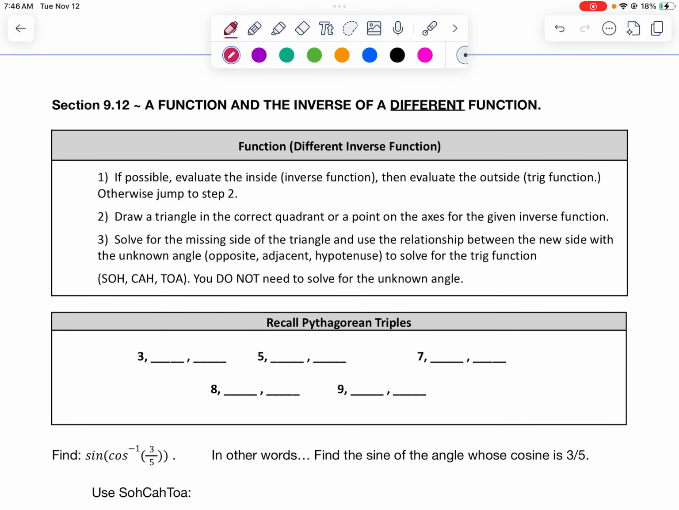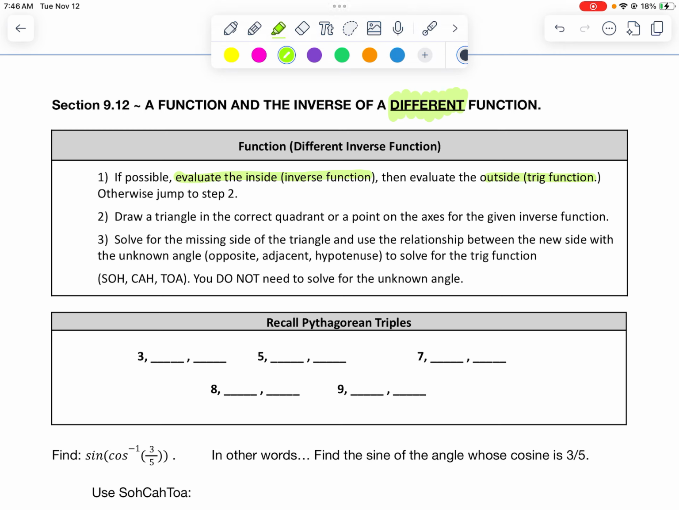All right, last but not least, we have the last section, which is 9.12, and this one is a function and the inverse of a different function. Okay, so this one we're going to have all these get mixed up. So step one is, if possible, evaluate the inside, so that inverse function, and then evaluate the outside, which is just our normal trig functions.